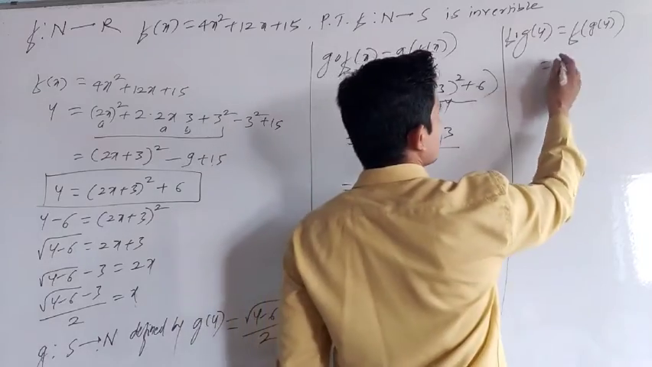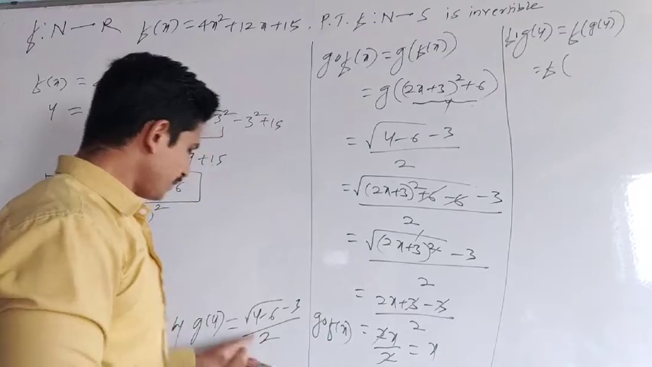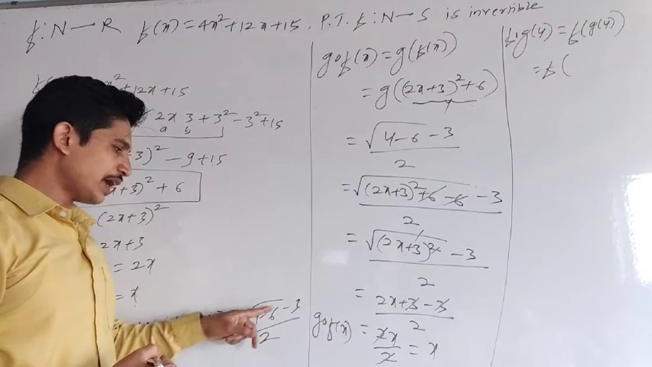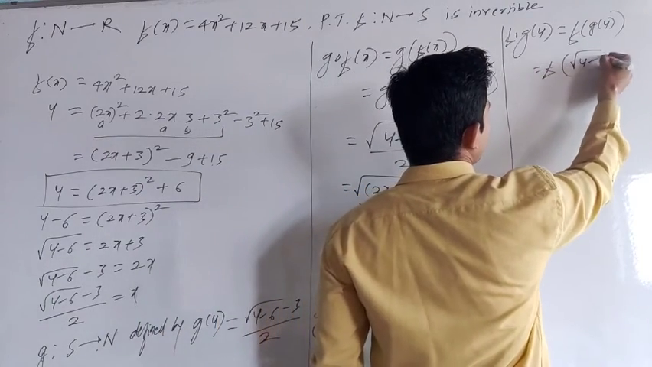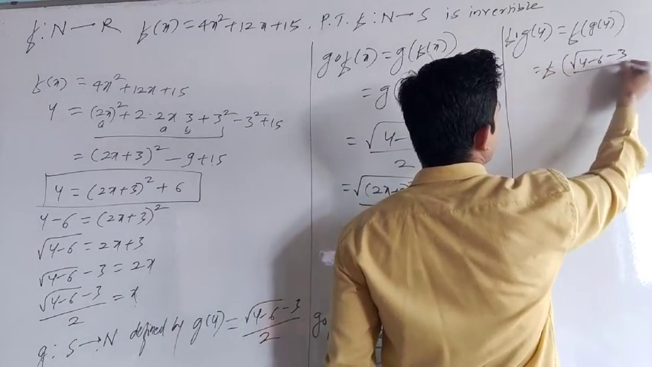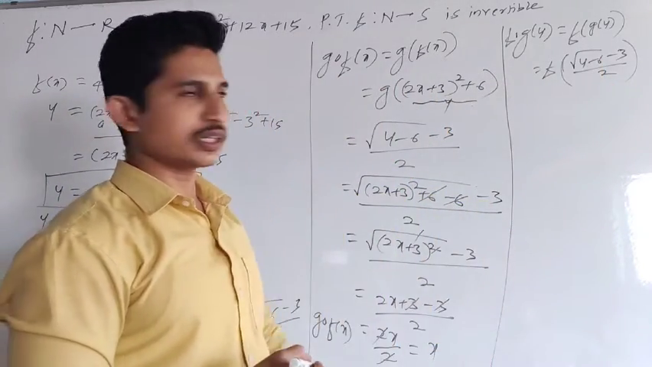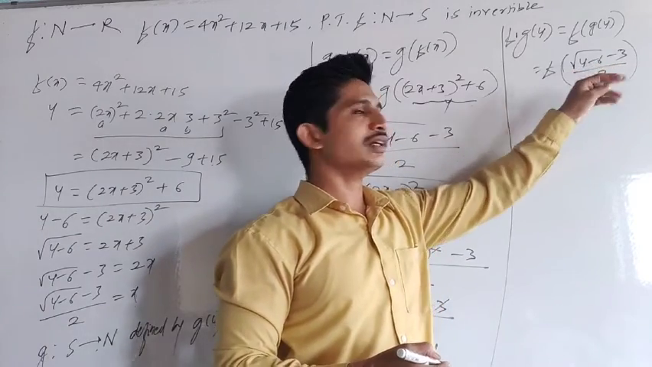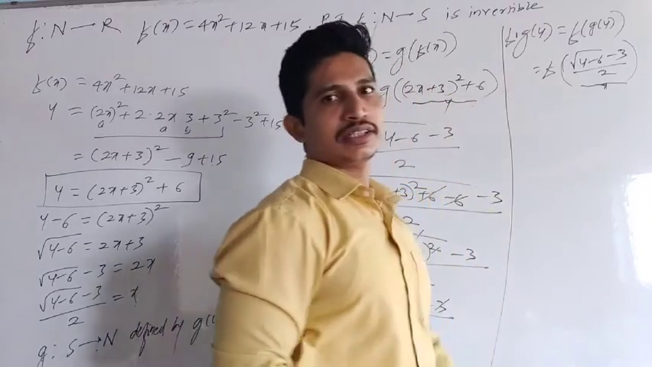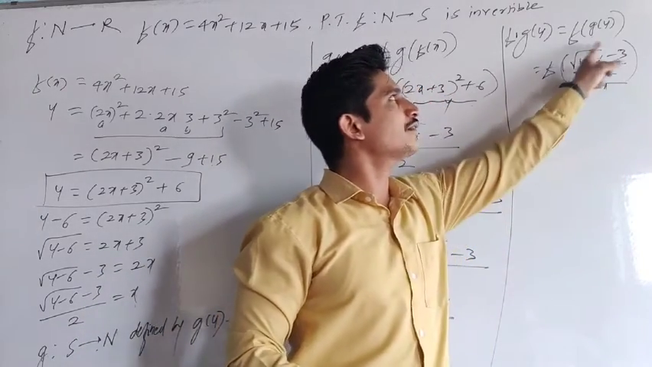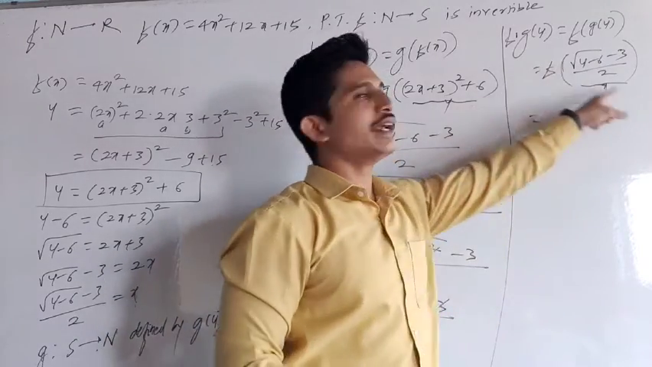Now see here again, f as is. What's the value of g of y? g of y is root of y minus 6 minus 3, divided by 2. Okay, this is the value of g of y. Now it is the f of x, no? That means this is the value of x.